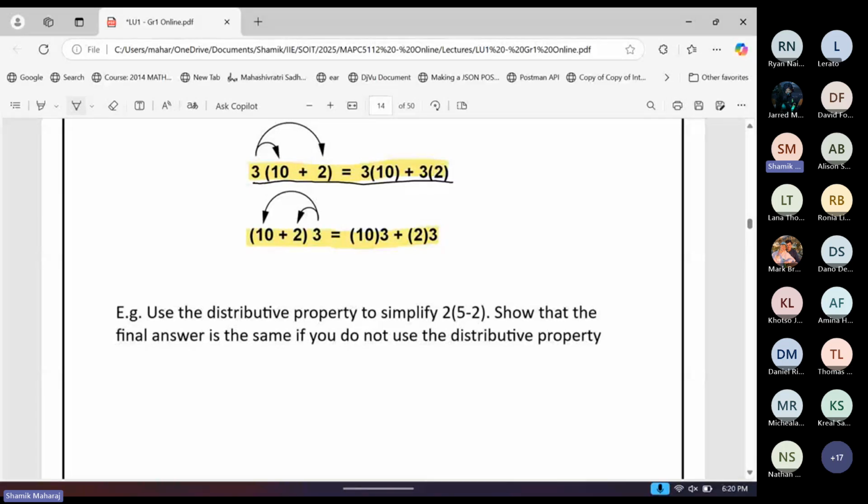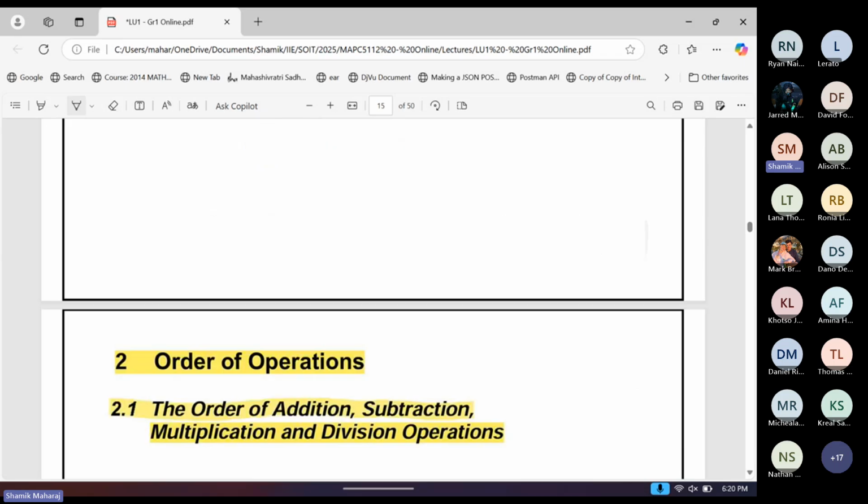And at the bottom, they show us it doesn't matter which way the 3 is. It can be in the front, can be in the back, and it's just because multiplication commutes, right? We've seen that above already. Something times 3 is the same as 3 times that something. So the order doesn't really matter. Okay, example at the bottom for you guys to try.